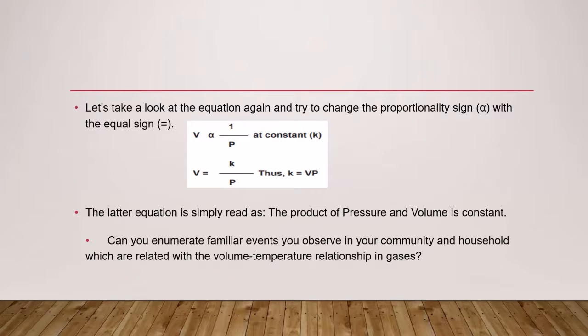Let's take a look at the equation again and try to change the proportionality sign ∝ to the equal sign. V ∝ 1/P becomes V = k/P, thus k = PV. The latter equation is simply read as: the product of pressure and volume is constant.